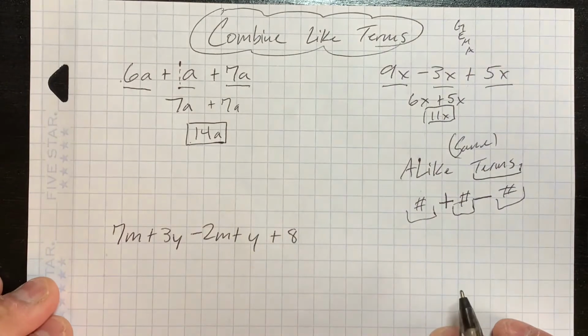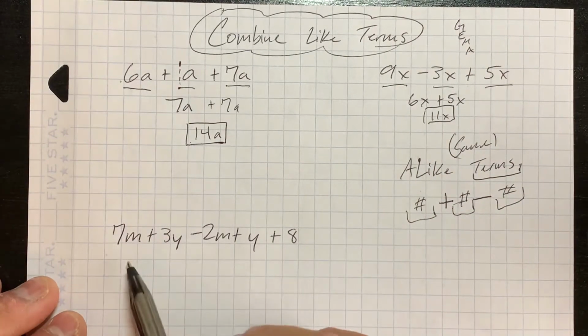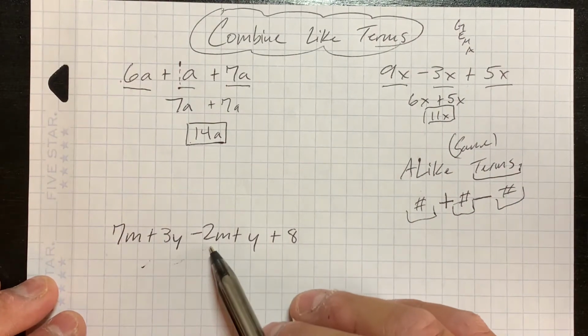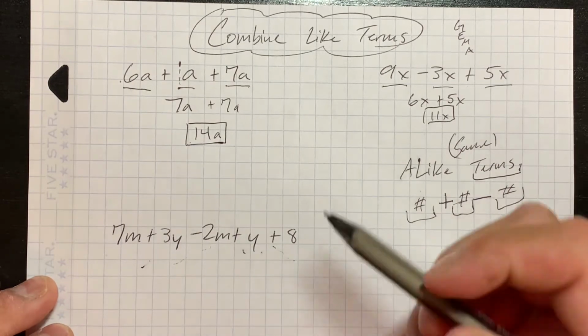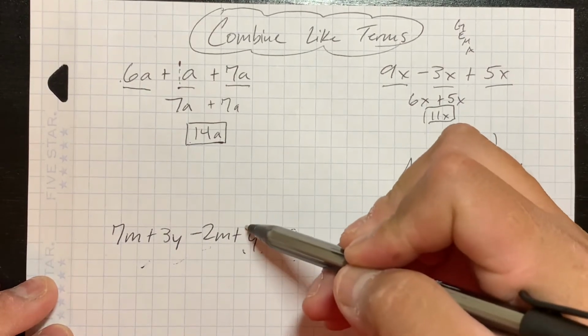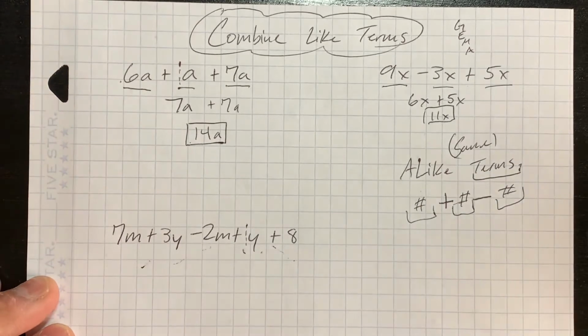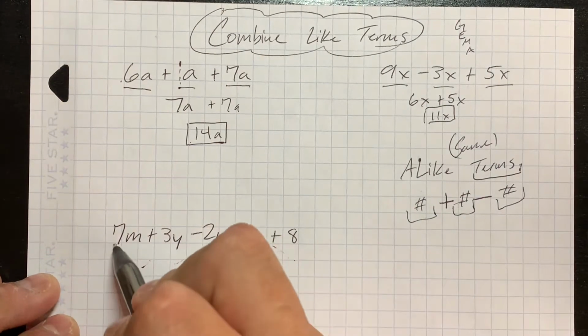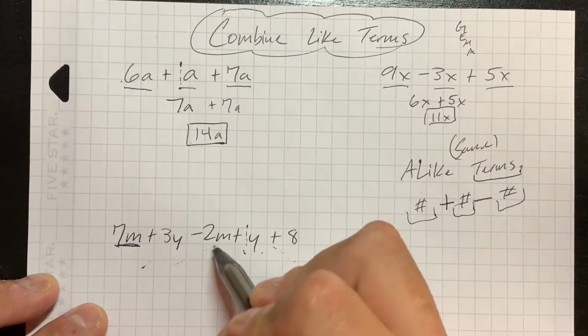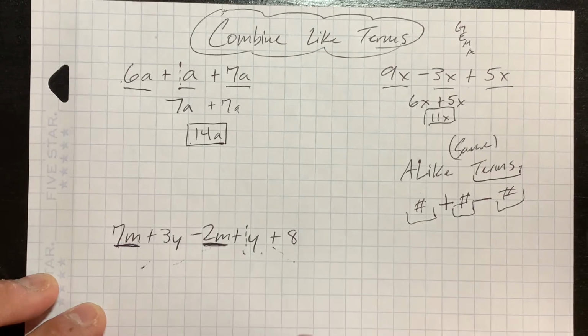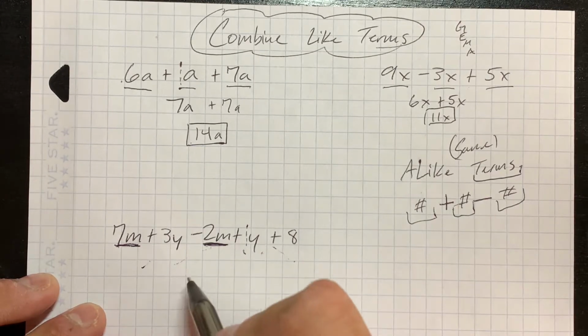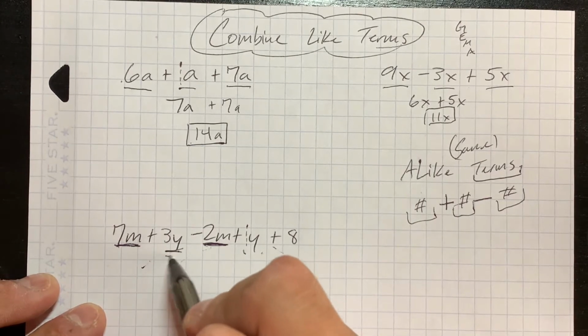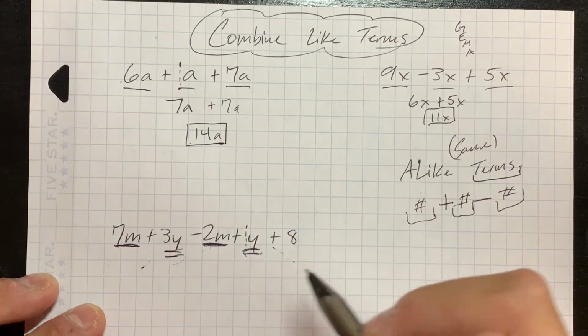Okay. The bottom one, you have 7m plus 3y minus 2m plus y plus 8. Again, a variable y is by itself. There's always a 1 there, so a coefficient 1. So let's look at all the ones that have an m. So 7 m's here and negative 2 m's there. So those are like terms. 3y and 1y are also like terms.